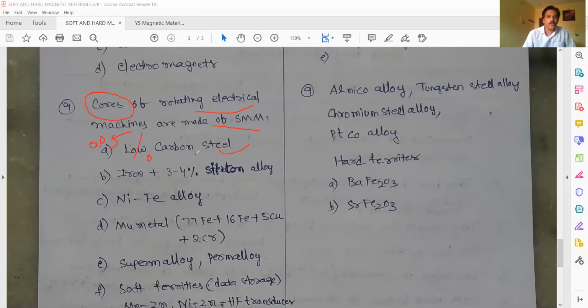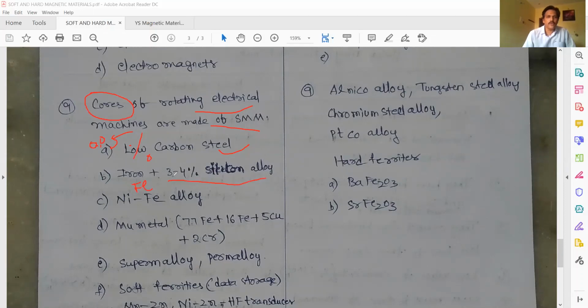Those core magnetic materials are called soft magnetic materials. An example is low carbon steel, 0.05% low carbon steel is used. Another is iron plus 3 to 4% silicon. Iron is Fe. To the iron, what am I adding? 3 to 4% silicon. If you take a mixture of metals, we call it an alloy. That's called iron silicon alloy.